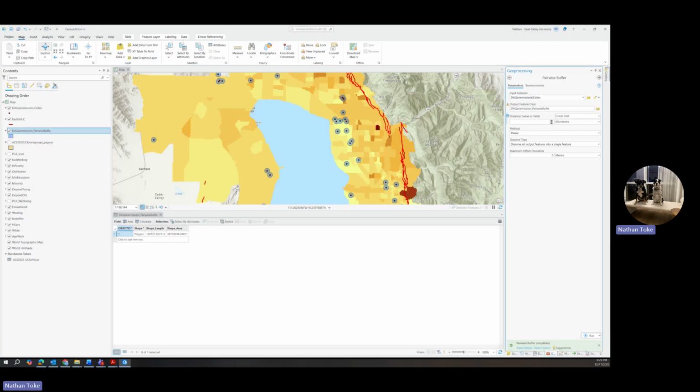Let's look also at 1 kilometer, so a little bit further out. And I should have named this properly. This first one I ran should have been 0.5 kilometer. So I'll do better this time, and I will say this is 1 kilometer. And I'll run that. Okay, so now we have 2 buffer distances.